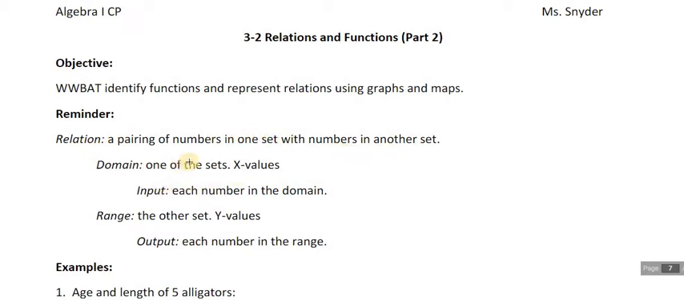The domain is our x values, also known as the input. The range is the y values, also known as the output.